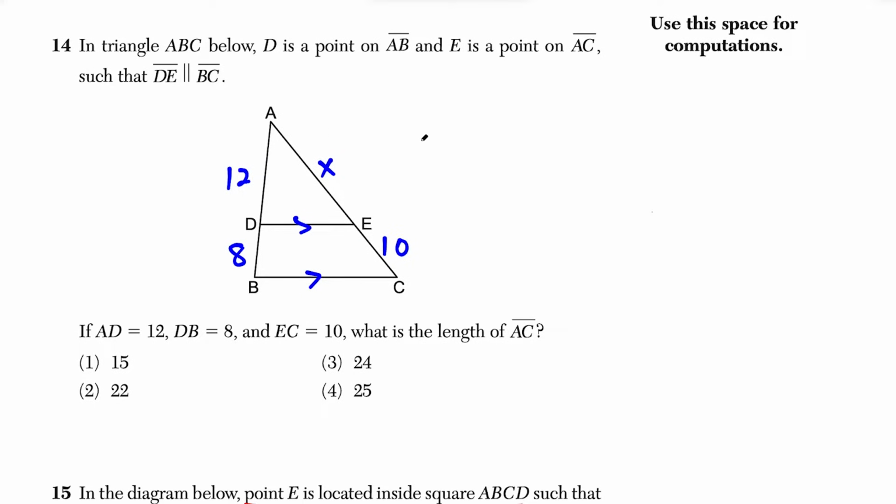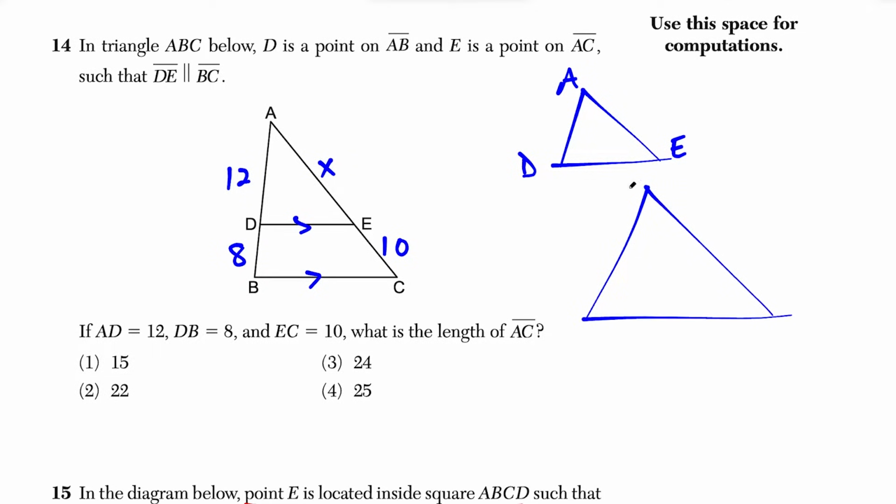So for the first method, what I want to do is separate the two triangles. So we have triangle ADE and we have triangle ABC. I'm just going to separate those two, and I'm going to draw them in such a way that they're in the same position so that it's easier to set up the proportion in a moment.